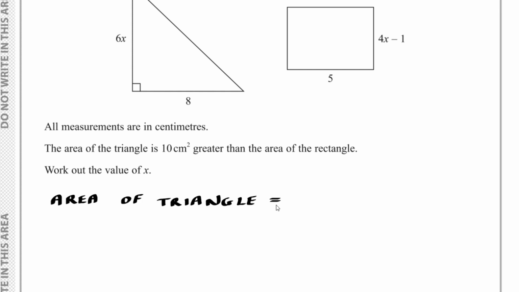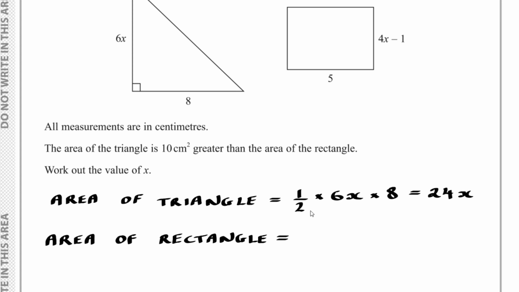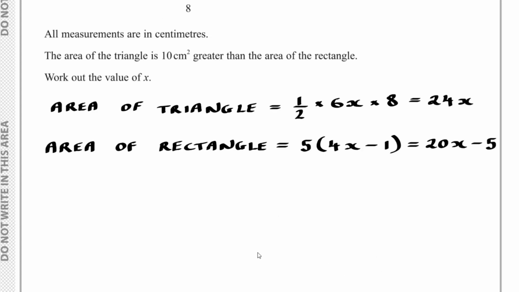To begin with, the area of the triangle will equal 1/2 times the 6x times the 8, and this simplifies to 24x. The area of the rectangle, we've got the 5 multiplied by the 4x subtract 1. 5 times 4x is 20x. 5 times negative 1 is negative 5.